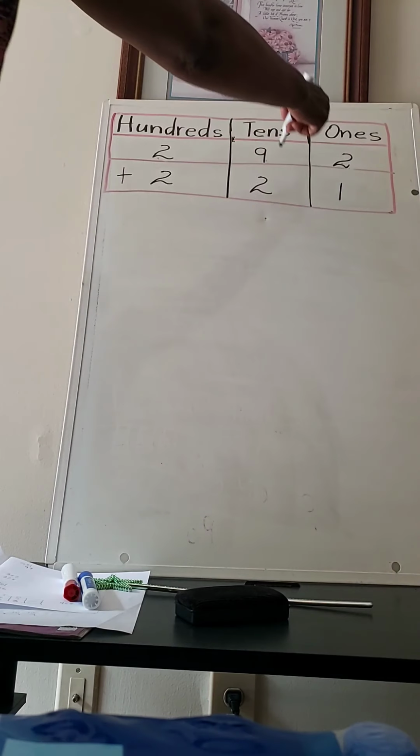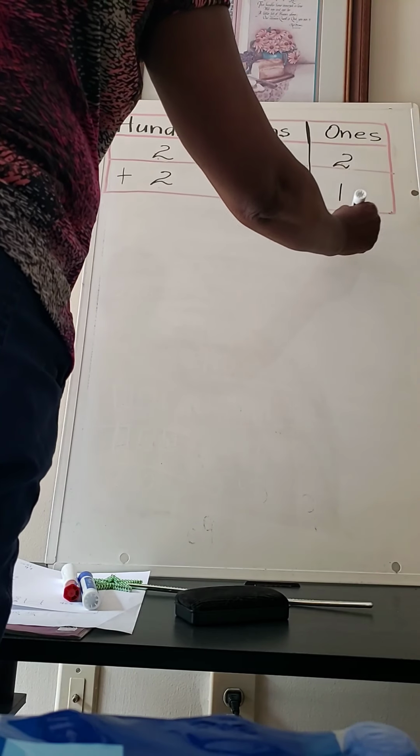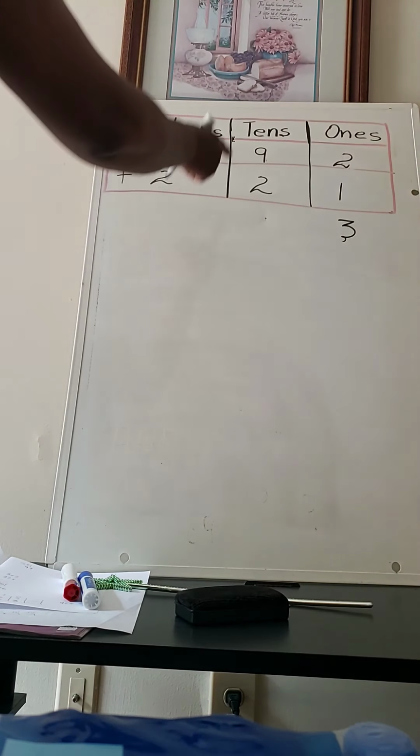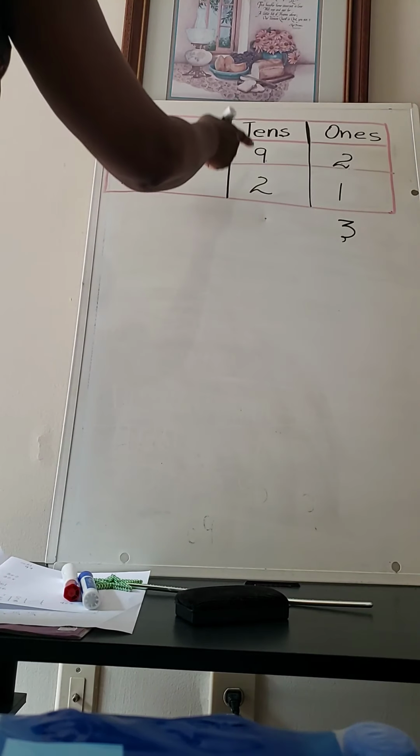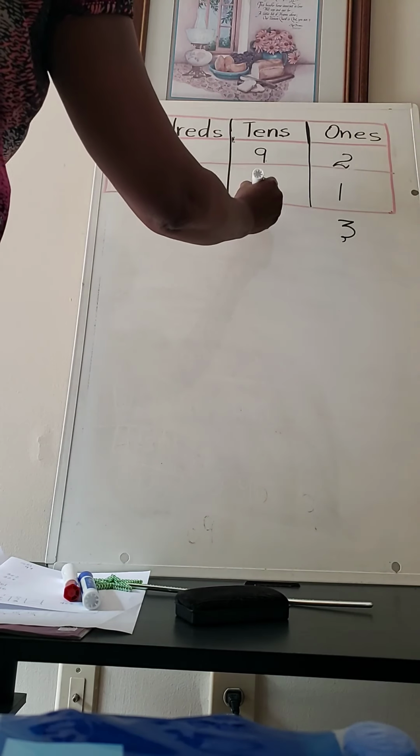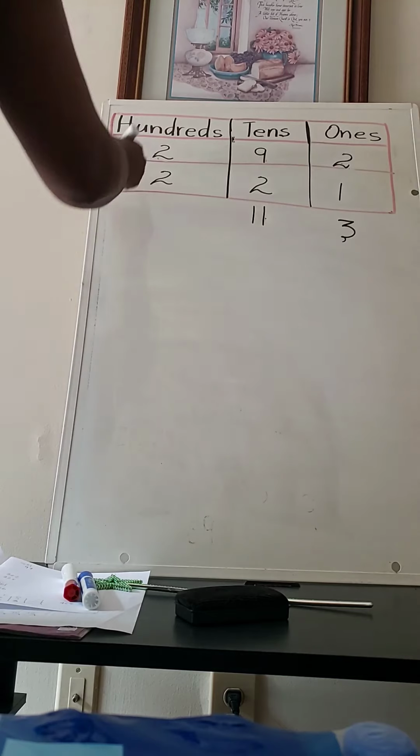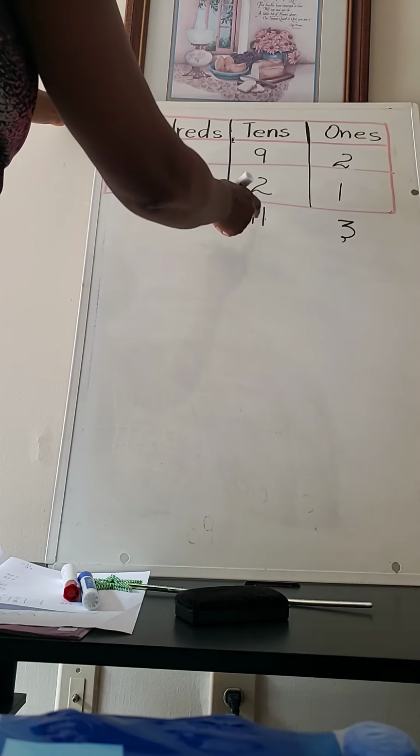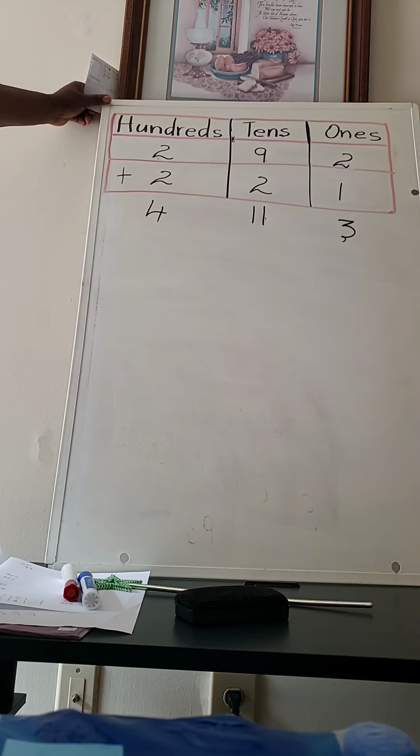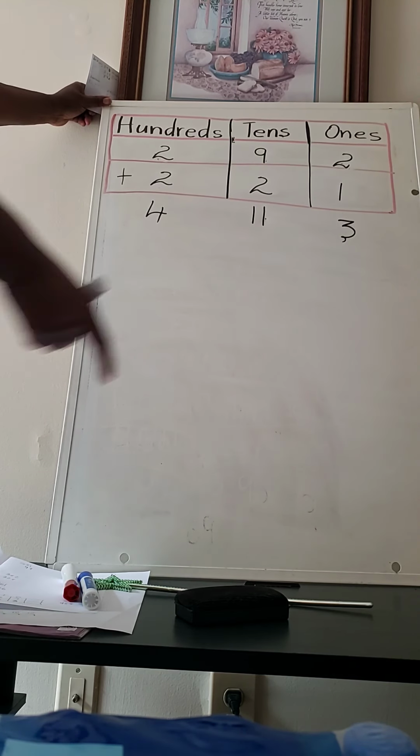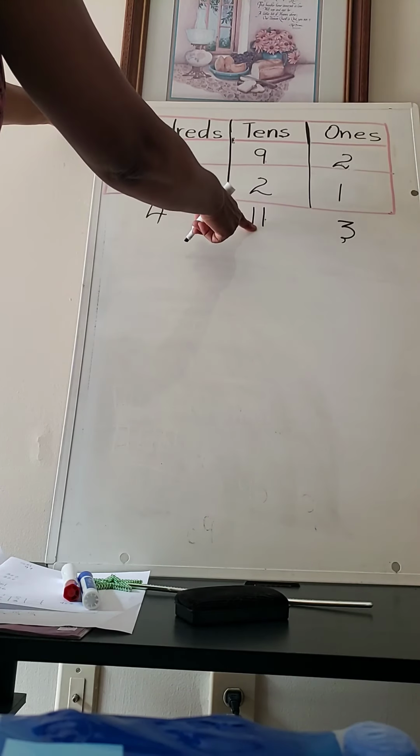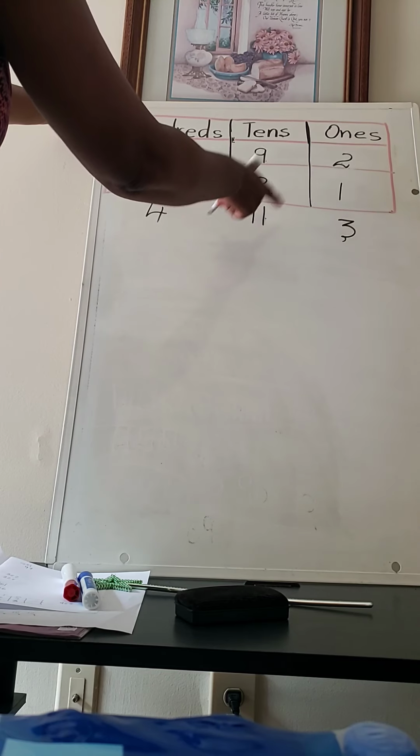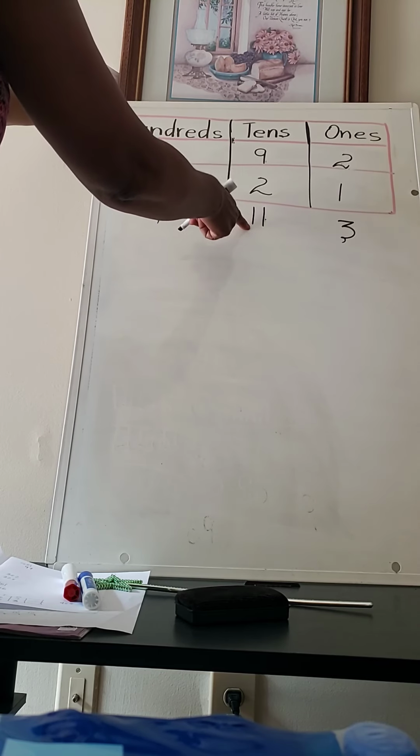So we're adding our ones. We're adding our tens. 9 and 2 give us 11 tens. Here we have 400. Now we have 11 tens. 11 tens is equal to what? 110, or 100 and 10.